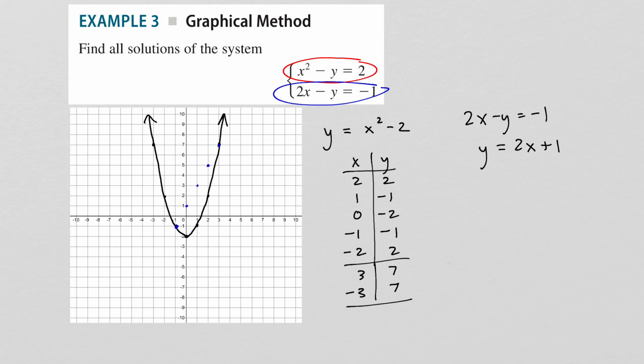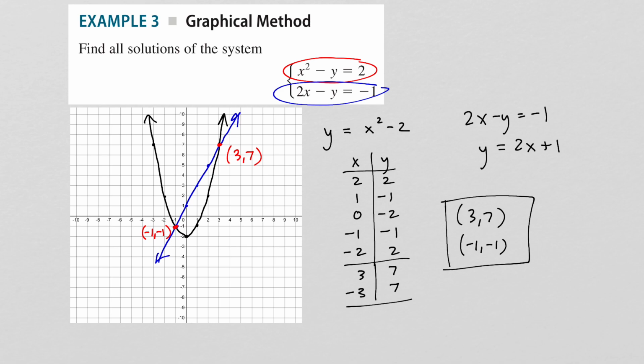And when I graph that carefully, you can see that we get this line here, and there does appear to be 2 points of intersection. One point is the point 3, 7, and the other point is the point negative 1, negative 1, and those would be our solutions. So there's nothing wrong with this graphing method per se, but it is, in most cases, a little more time consuming.